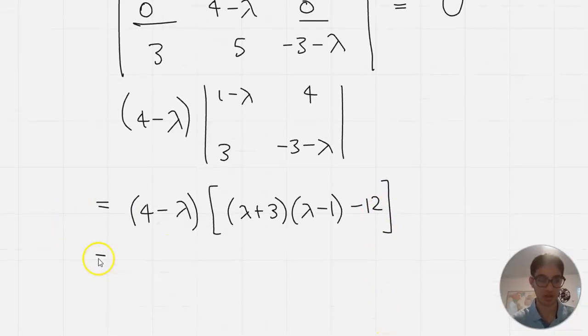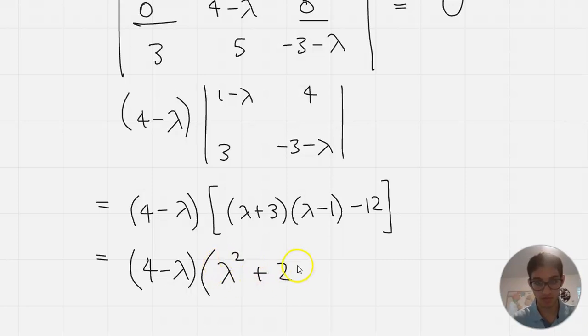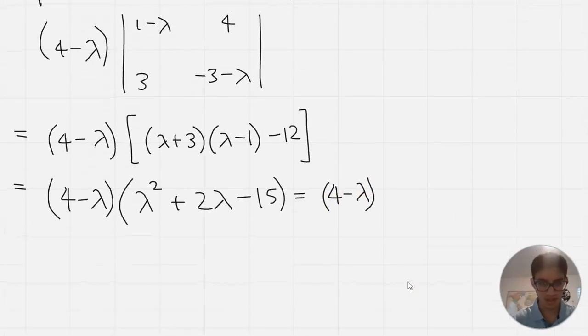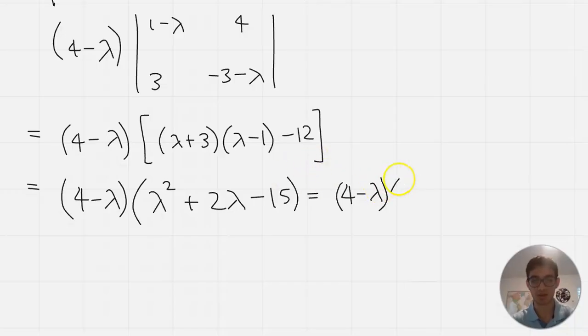Okay, let's simplify this a little. So we still have 4 minus lambda times, what do we have here? Well, we'll have lambda squared plus 2 lambda minus 3 minus 12, so minus 15, which is just equal to, so keep the 4 minus lambda again. That's not going to go anywhere. Remember, don't forget that. And then this is lambda plus 5, lambda minus 3. This is now lambda minus 3, not equals 3, although that is also true.